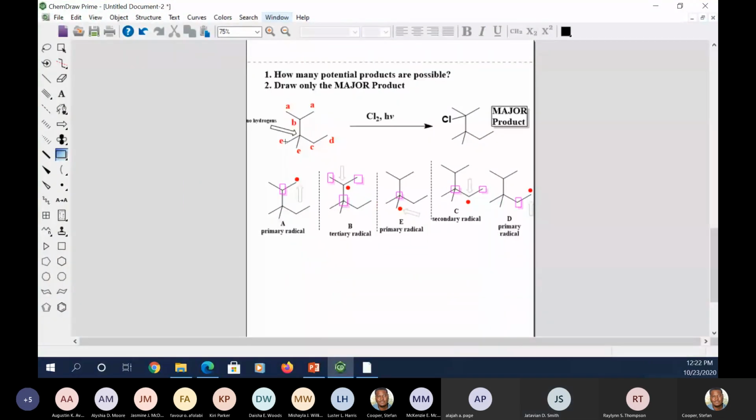All right. So if I had to look at this reaction of this compound, there's 5 potential products. These are the potential reactive intermediates, or radicals. And B, because it's tertiary, would be the stable radical, and it will lead to the major product. So I will replace the H there with a chlorine. Any questions so far? No, that was pretty good.